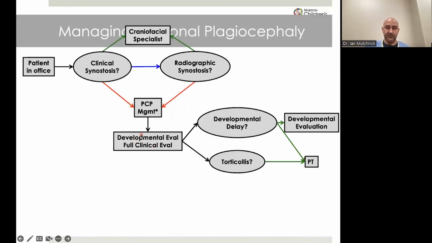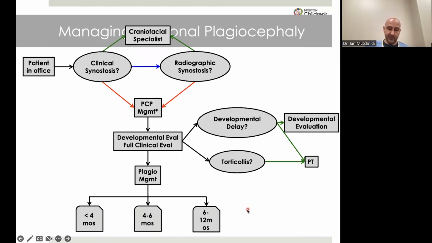Okay, so you've done your full developmental eval. Is there developmental delay? Well, you may have to do developmental education. You may have to do PT. If there is torticollis, you should absolutely do PT. Often it is a very successful way to take care of the rotational tension in the child's neck that allows the head to move more freely and allows the positional plagiocephaly to resolve.